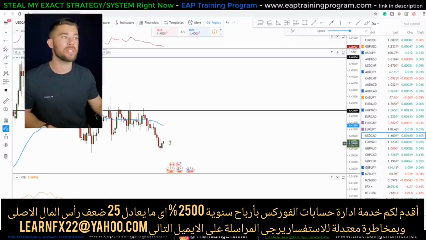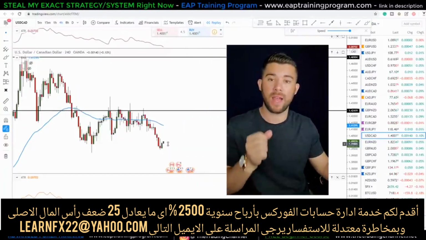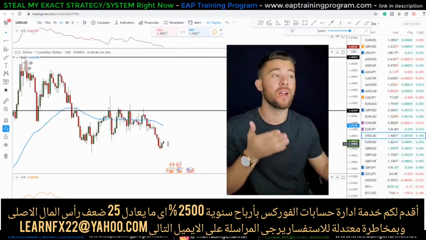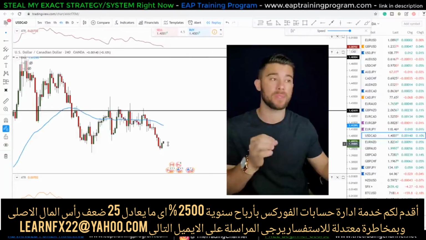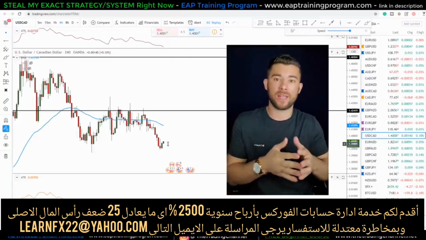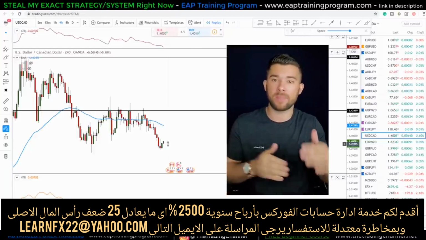That number, again, is the current ATR. The current average true range of the dollar Canada on the 4-hour chart is 70 pips. So that means that out of the last 14 candles printed, 70 pips is the average.